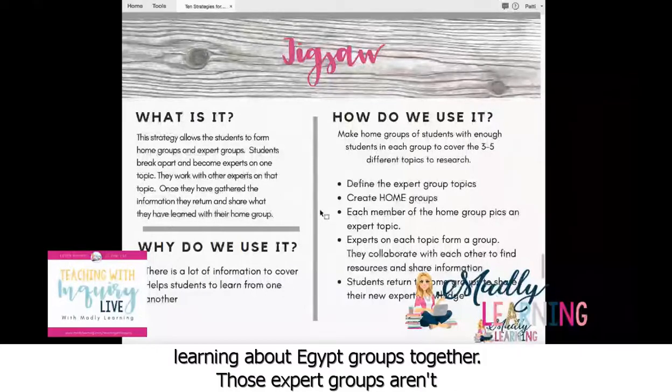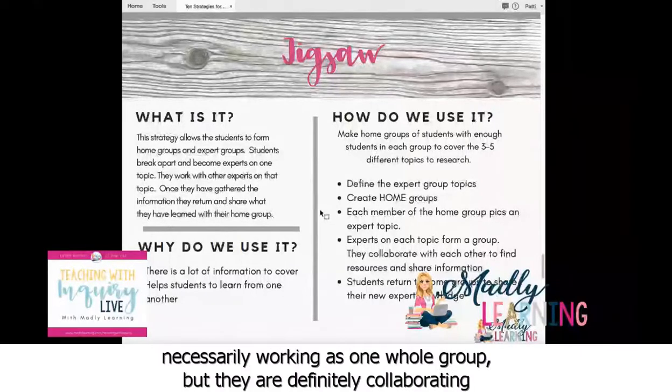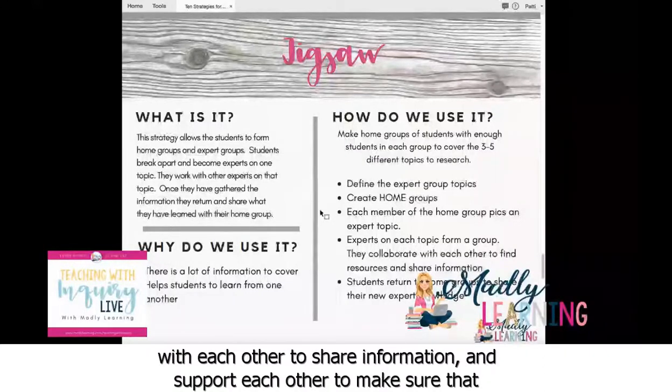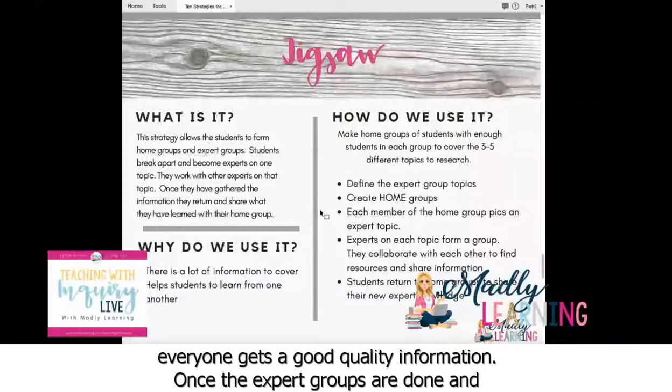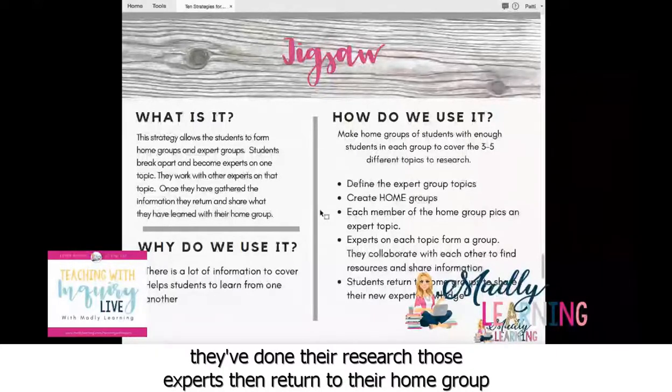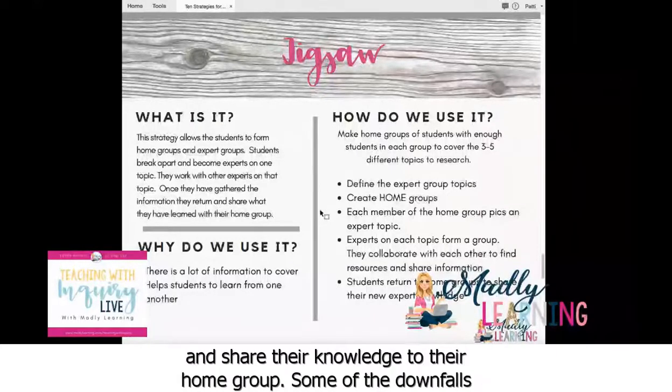Now those expert groups aren't necessarily working as one whole group, but they are definitely collaborating with each other to share information and support each other to make sure that everyone gets good quality information. Once the expert groups are done and they've done their research, those experts then return to their home group and share their knowledge with their home group.